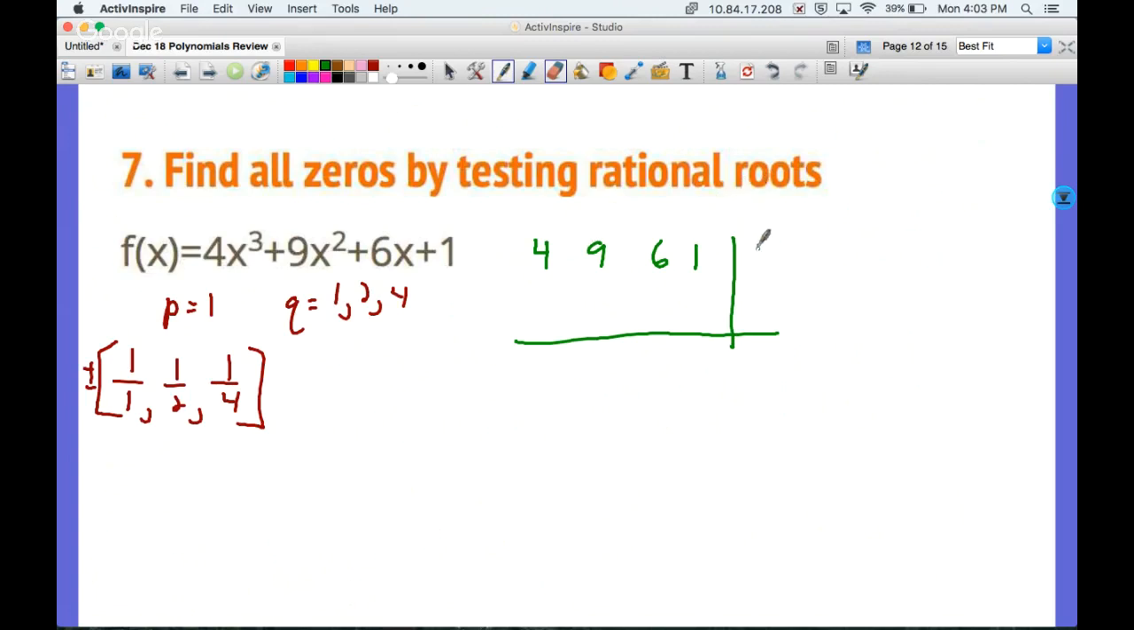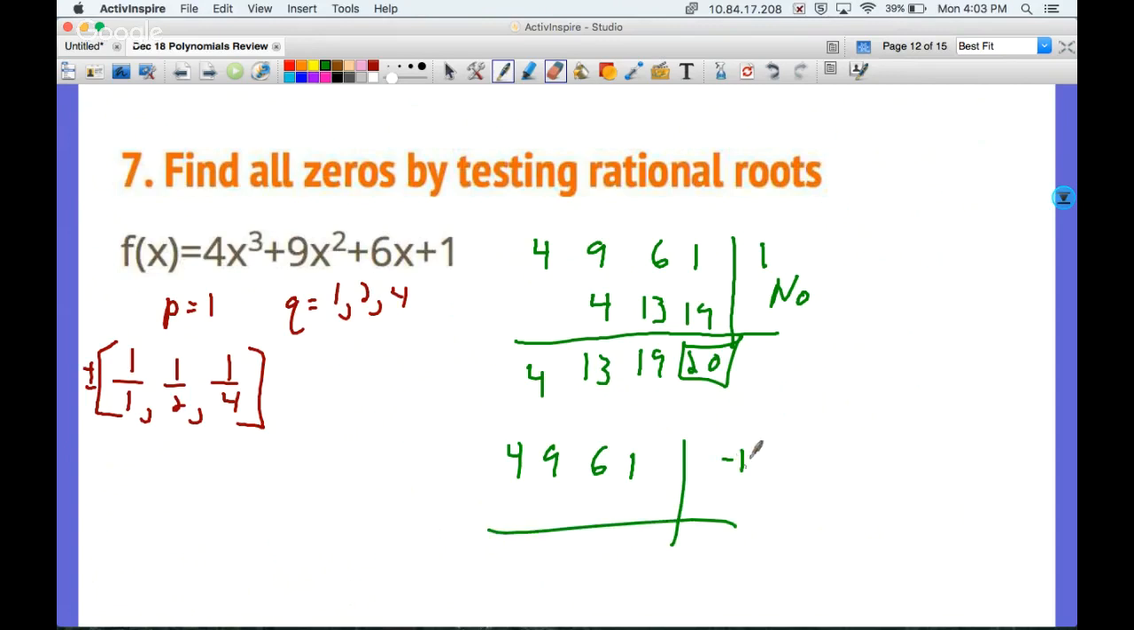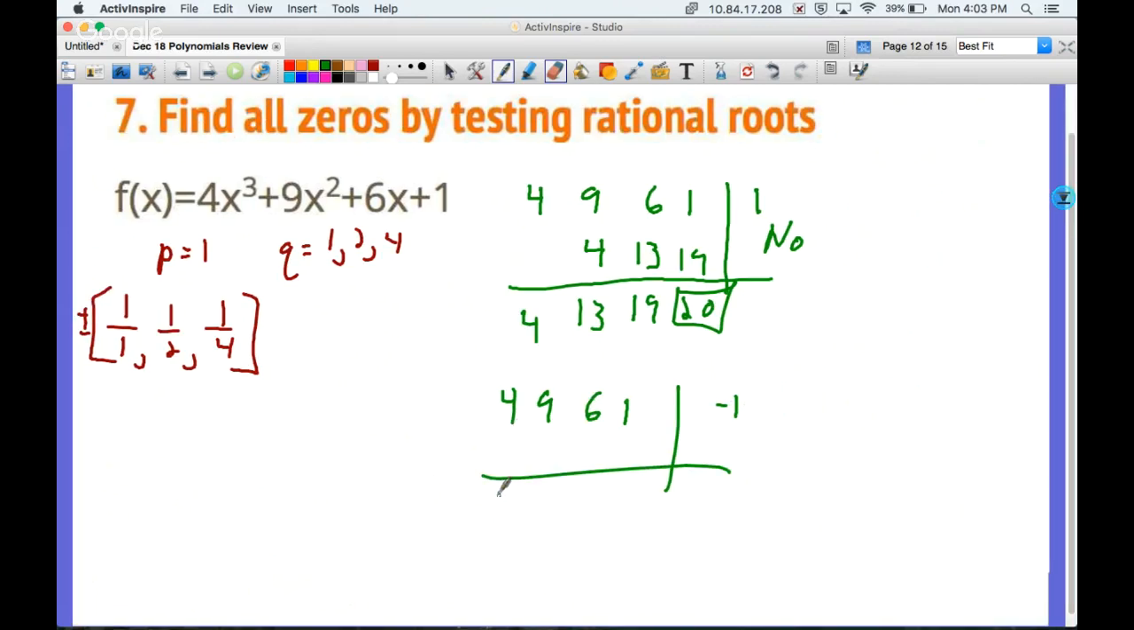Let's start by testing 1. So we got 4, 13, 19, this isn't going to work, 20. So that's a no. Let's see, we got 4, 9, 6, 1. Let's test -1. So drop the 4, get a -4, 5, -5, 1, -1, 0. All right, this is a yes.